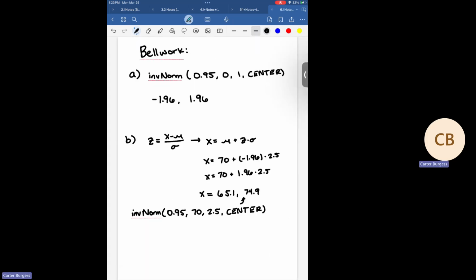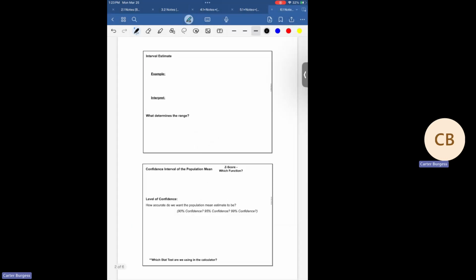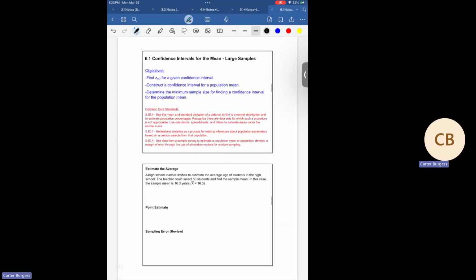Now, what we are going to be doing is not quite this. The main difference between what we're going to do and what we just did for the bell work is that rather than starting with the population, we're going to be starting with instead a sample and be trying to use the sample to make some kind of claim about the population.